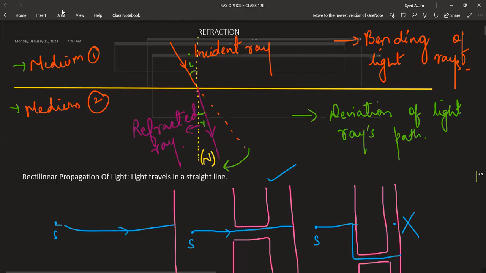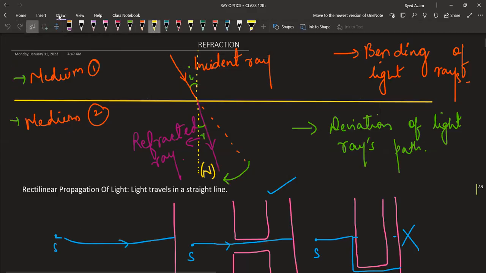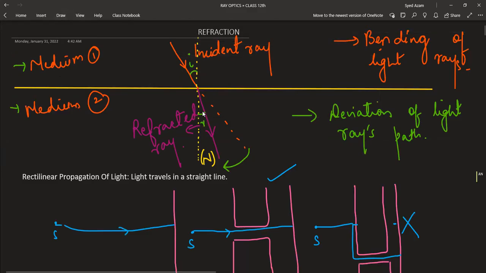Then we have the concept of refraction of light rays. In refraction, what happens? The original path of the ray is deviated, whether it is towards the normal or away from the normal. Bending of light rays, basically.